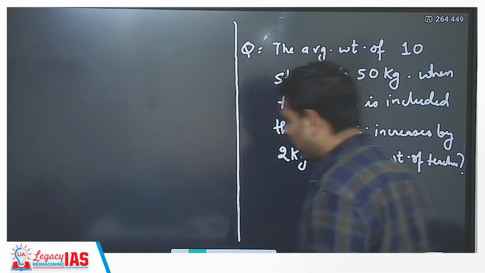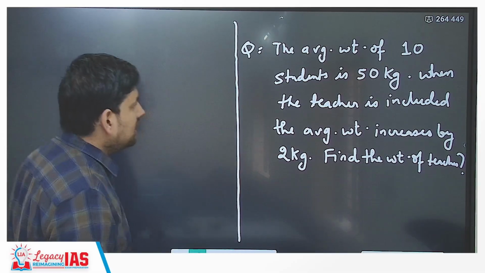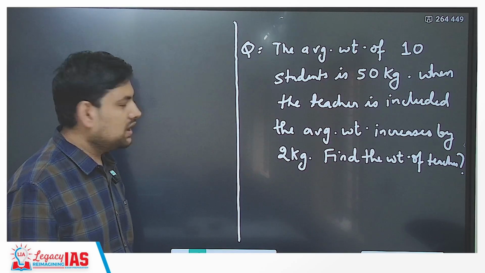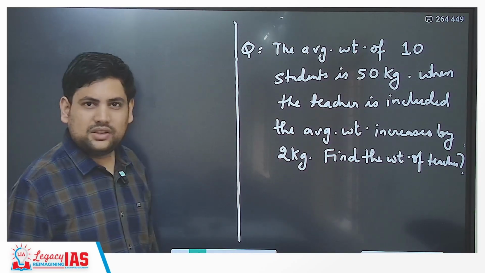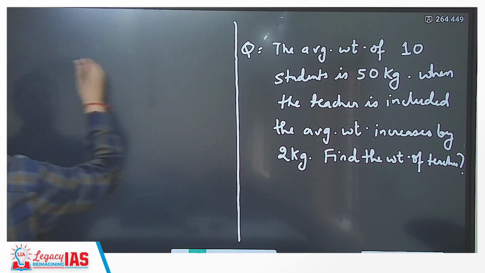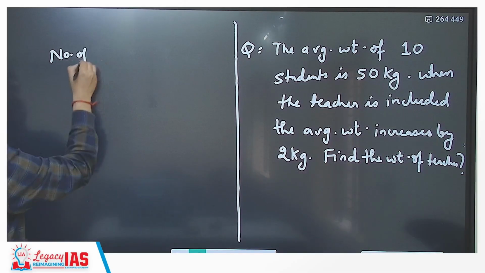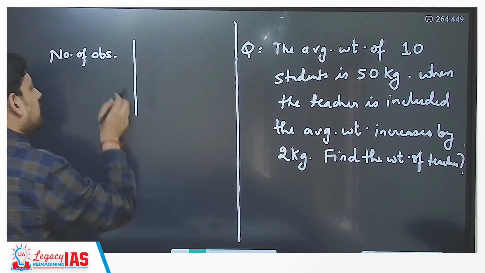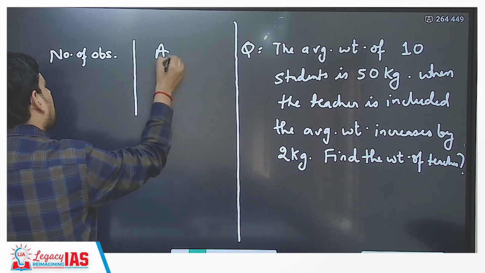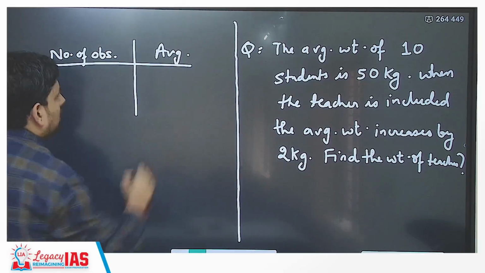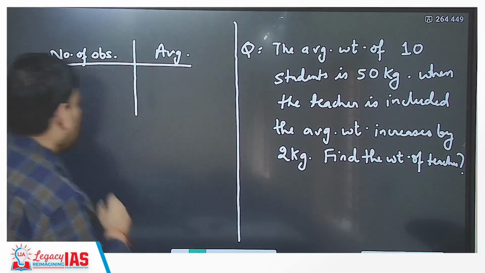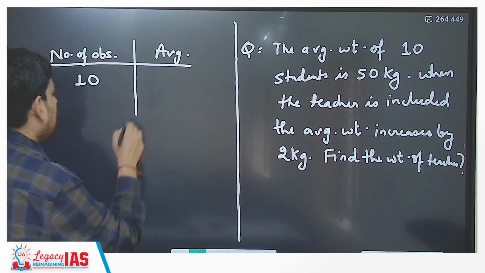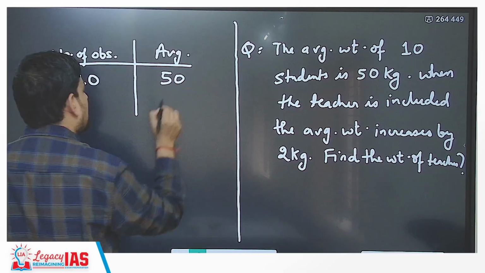Okay, so first question, what it says: the average weight of 10 students is 50 kg. When the teacher is included, the average weight increases by 2 kg. Find the weight of the teacher. Okay, simple. Now as we understood, what we write here: number of observations. Then on the other side we write the average for those observations. So number of observations is what? Average weight of 10 students. So for 10 observations, the average is given to be 50 kg.